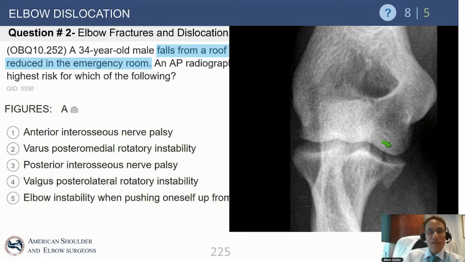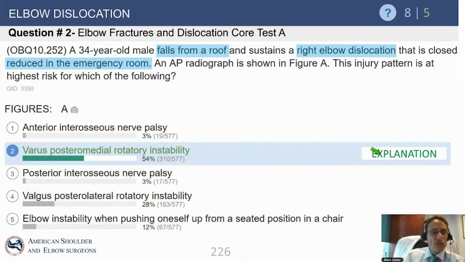You're shown this injury. We've seen this before. We've talked about this earlier. This is the anteromedial facet injury. This is often seen not with an elbow dislocation. It's seen with that posterior varus mechanism, anteromedial facet. And the answer you'll see will be, as you probably could have figured out, the varus posteromedial rotatory mechanism.